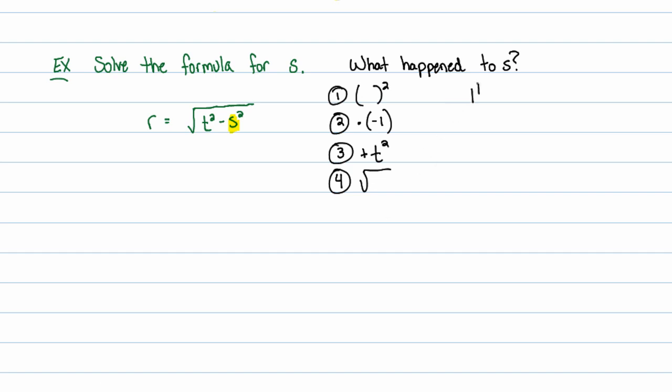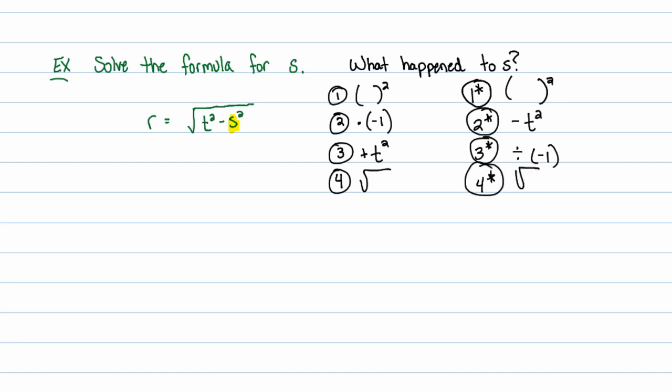So the first thing I'm going to do is undo the last thing they did. I'm going to square both sides because they took the square root of both sides. And then they added t squared. I'm going to subtract t squared. Then they multiplied by a negative 1. I'm going to divide by a negative 1, although multiplying and dividing by a negative 1 are the same. And then finally, I will have to take the square root of both sides. So let's go ahead and do these right here.